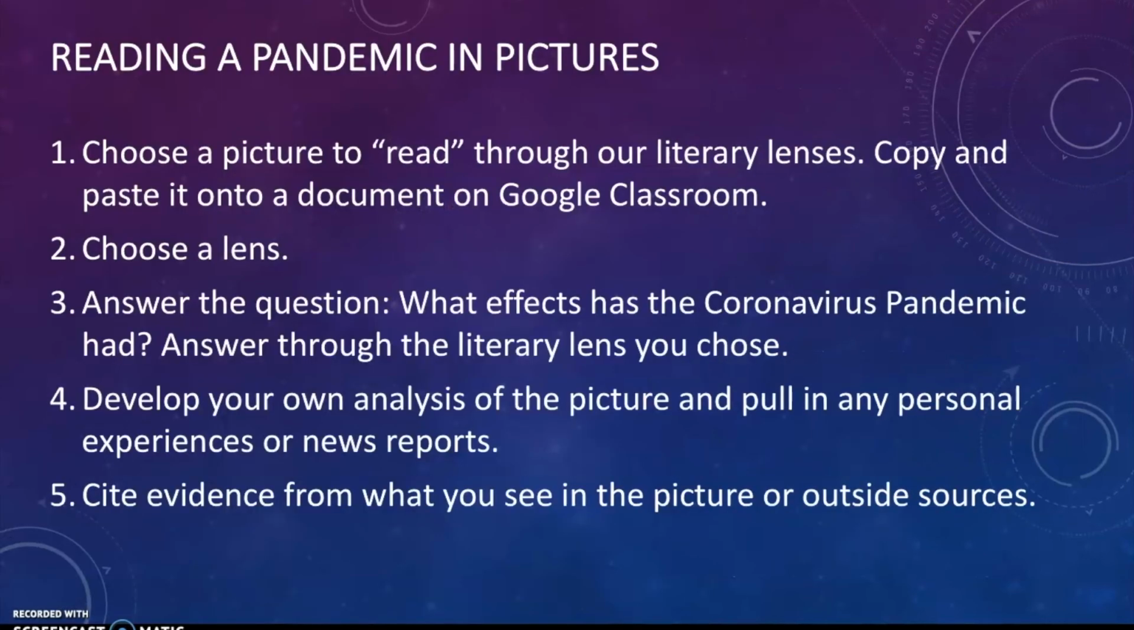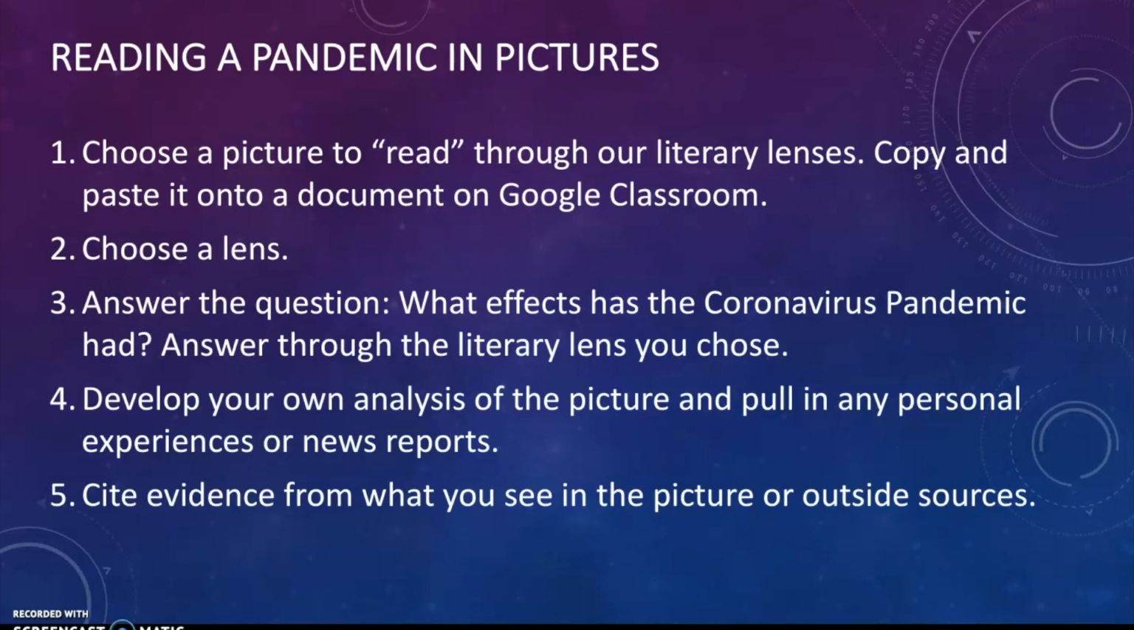So let's go back to our instructions. The first thing you're going to do is choose a picture to read through our literary lenses. I'm going to give you some links where you can choose one picture. You're going to take that picture and the little description it has under it, and copy and paste it onto a document in the assignment on Google Classroom. Next, you're going to choose which lens you're going to read it through. I'll give you a list again. Then you're going to answer the question, what effects has the coronavirus pandemic had? And you're going to answer that question through the literary lens that you chose.